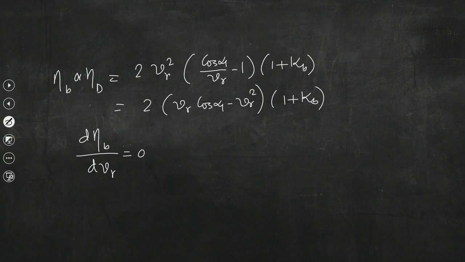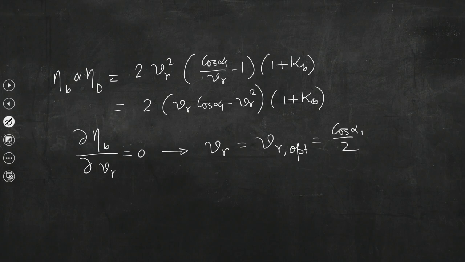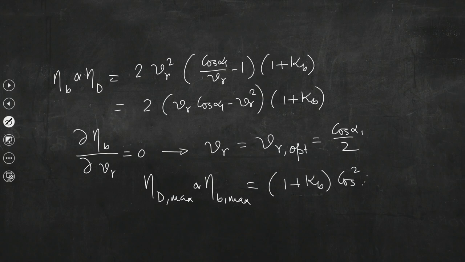If we make it, I can write it, because it is a function of Vr as well as alpha and Kb. So, I can write like this, delta by delta Vr equal to 0, then we will get Vr equal to Vr optimum, and that is cos alpha 1 by 2. And if we plug in the optimum value of Vr into the expression of eta d, then we can write eta d max or eta b max equal to 1 plus Kb into cos square alpha 1.